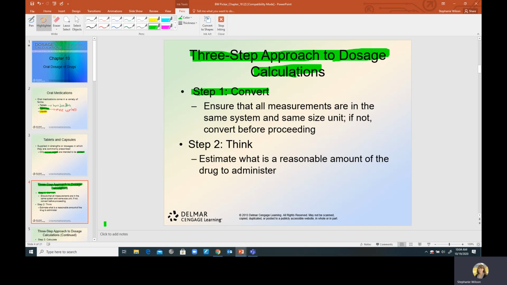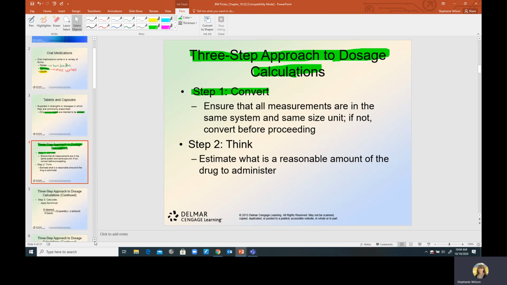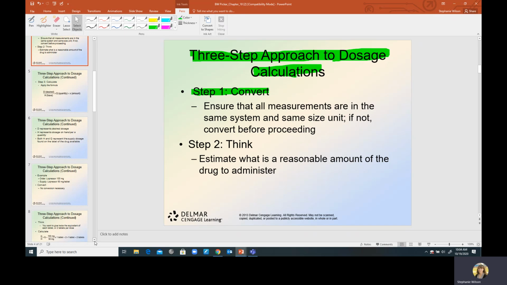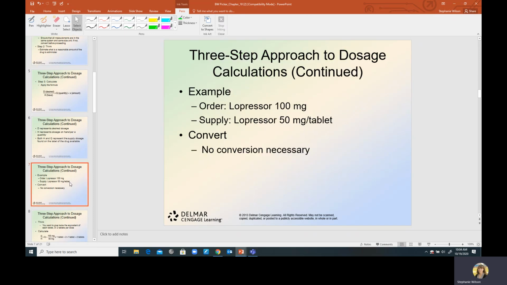So we do have an example I wanted to pull up right quick, so I'm going to skip slides to go back and forth. Here's my example. So first one says we're going to convert. So what we need to do is look at it. We have an order that says 100 milligrams. We have a supply, meaning that's what's available to us, at 50 milligrams per tablet. And we want to know how many tablets are going to be administered in one dosage, right?